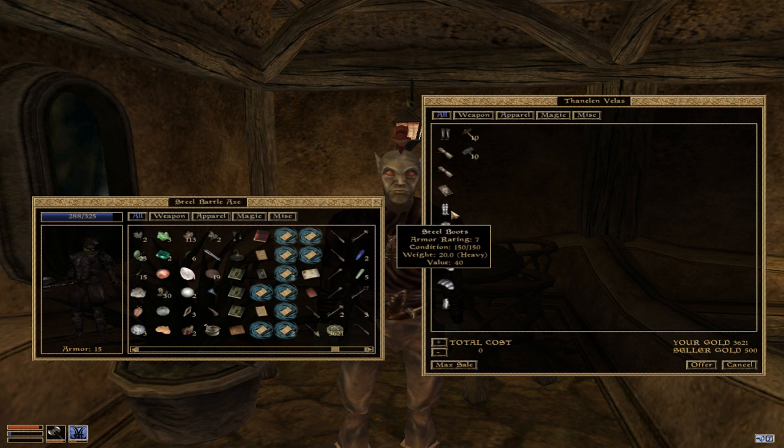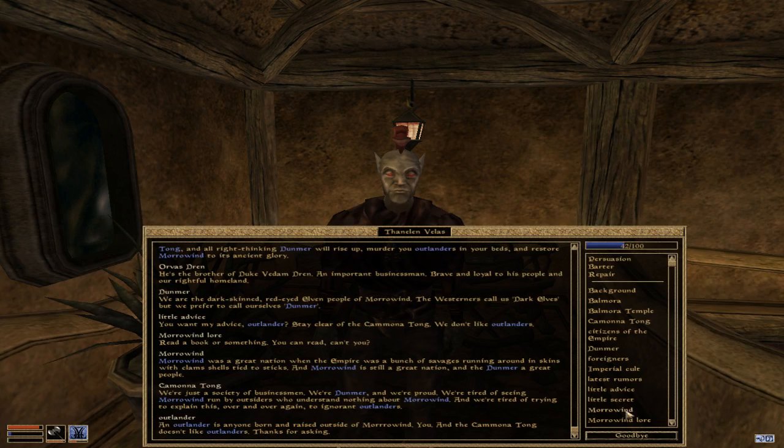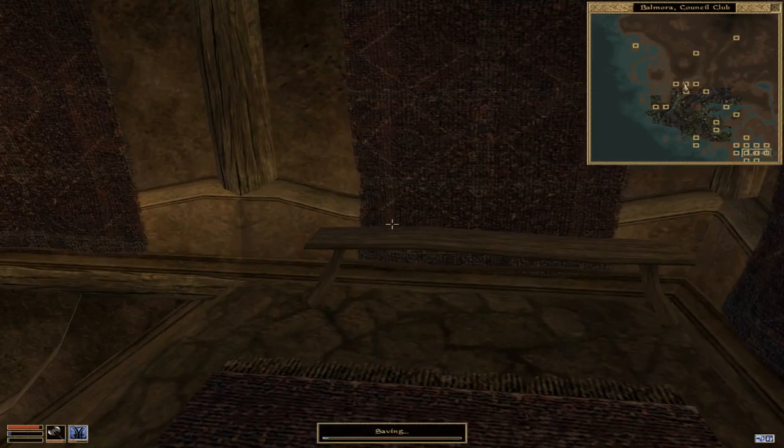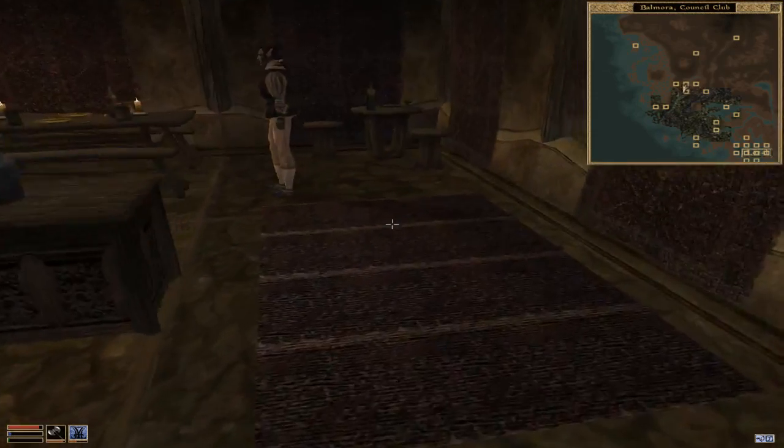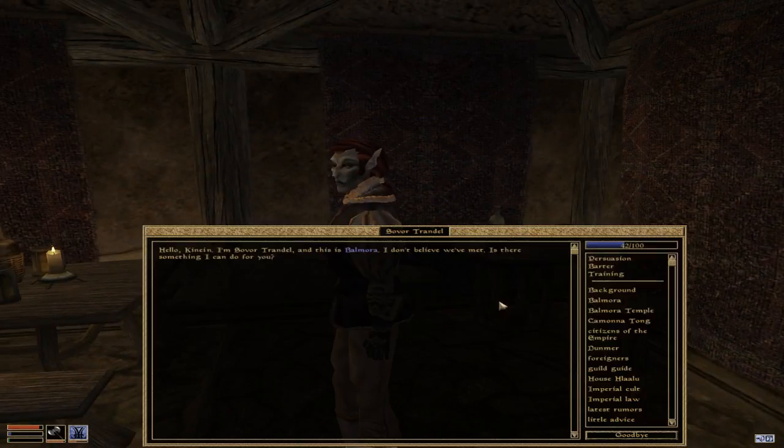Let's barter with him. He sells something like Imperial armor. Anyway, I think that's enough for him. Who are you? Background. I am Sovor Trundle, a Samant. What's it to you?